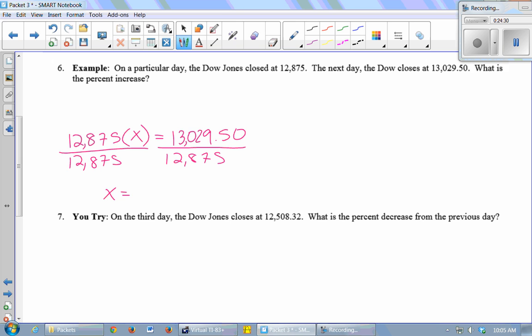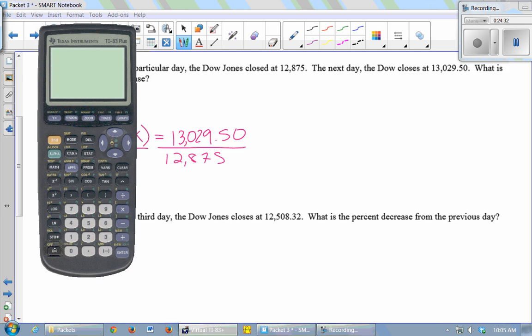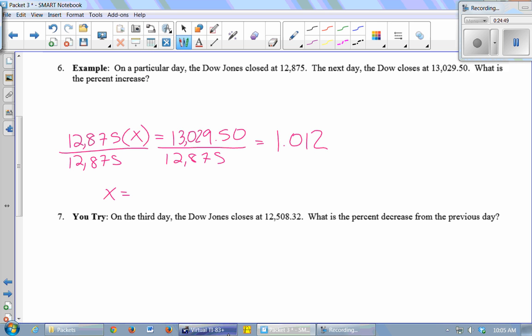And we get X is 13,029.5 divided by 12,875, which is 1.012. Okay, so that's what I multiplied 12,875 by. Let me write that over there. That's what I multiplied the first day's Dow by to get the second day's.